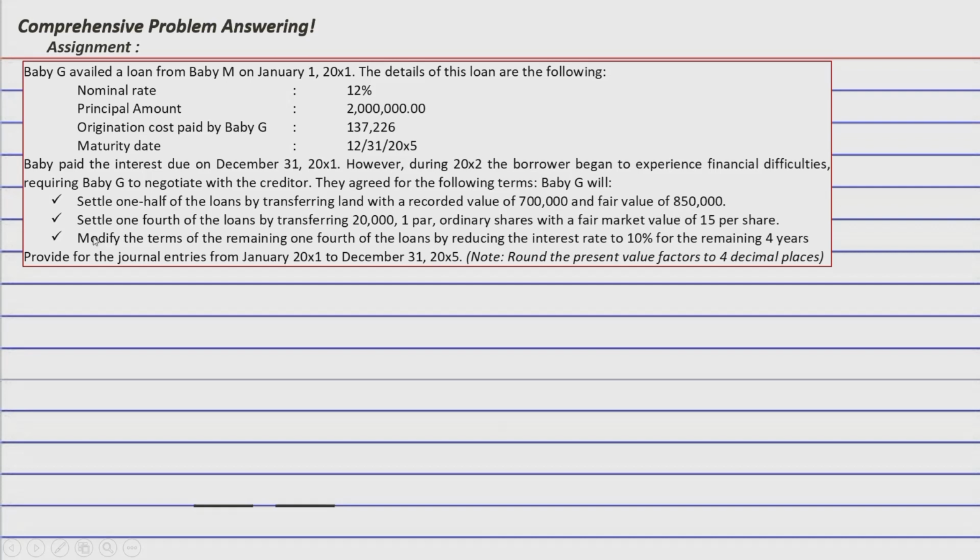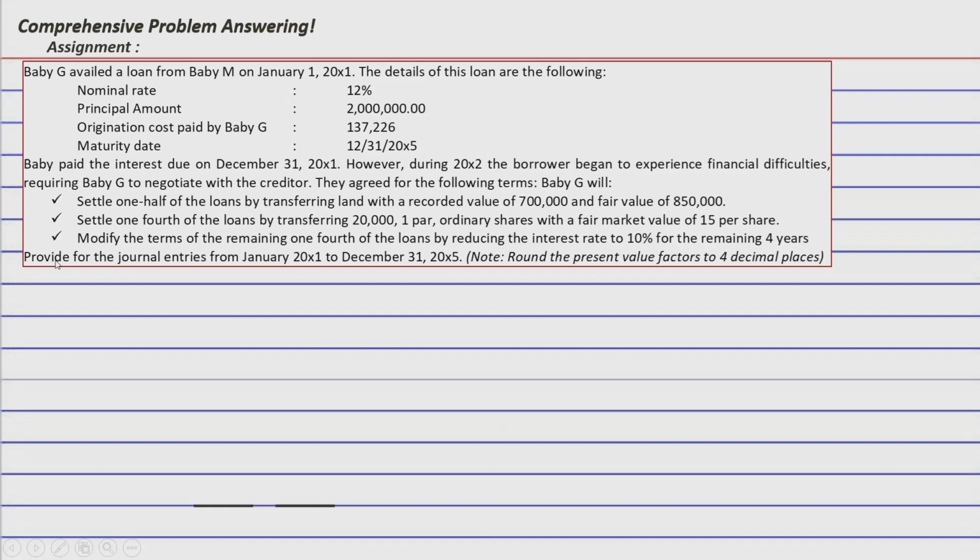but with a fair market value of 850,000. And also, at the end of year 1, beginning year 2, we are to settle 1/4 of the loans by transferring 20,000 one par ordinary shares with a fair market value of 15 per share. And the remaining 1/4, we are to negotiate with the creditor to modify the terms so that our interest rate of 12% will become 10% for the remaining 4 years.